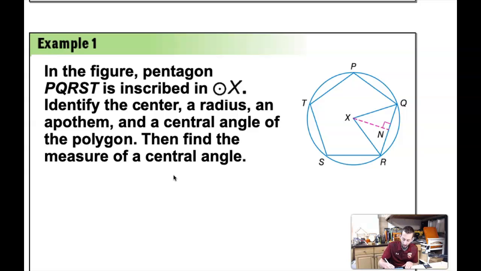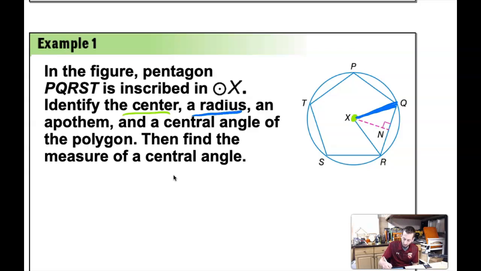So it wants us to identify the radius, the center. Okay, that would be x. All right, it wants us to say what the radius is. I think we had that in blue. The radius would be either one of these. We'll just put this one, but xq or xr.